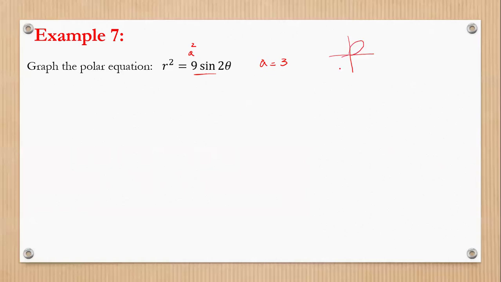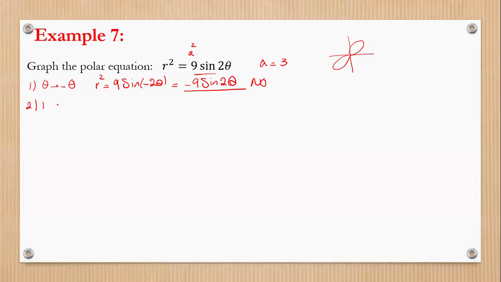Something like this. So first we need to check for symmetry. If it's symmetric about the polar axis, I replace theta by negative theta. So it gives me r squared equals 9 sine of negative 2 theta. The negative can come out because it's a sine function. And r squared is equal to this, and I can't simplify or cancel the negative, so the answer is no. It's not symmetric about the polar axis.